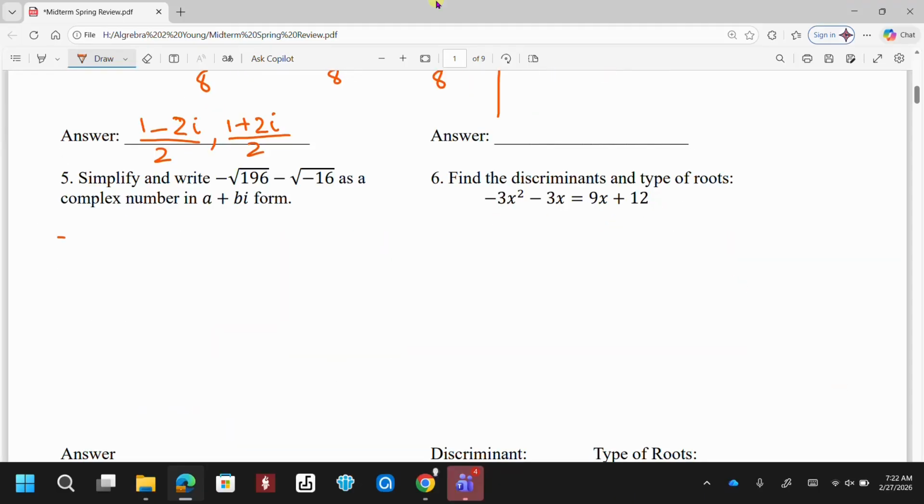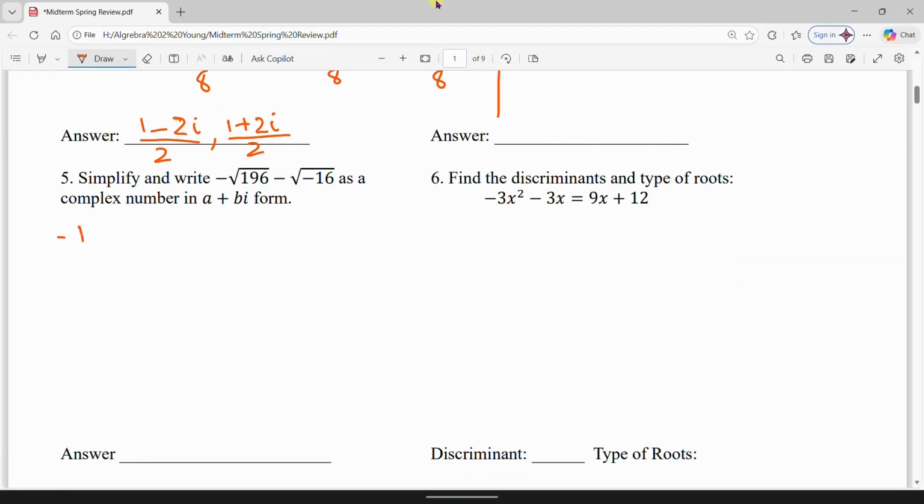You take the square root of 196, and you're going to have 14. Then you rewrite the negative 16 as 16i squared. Then you're going to have negative 14 minus 4i.